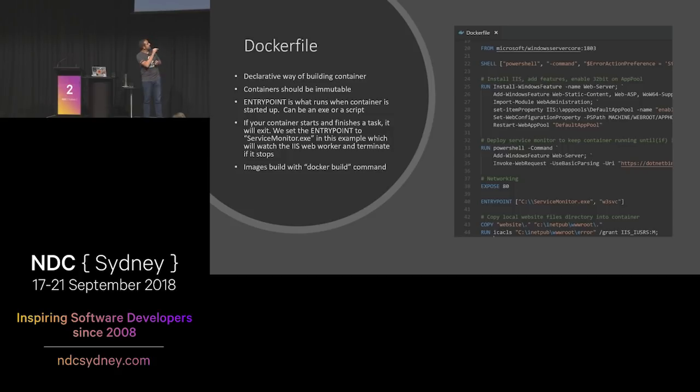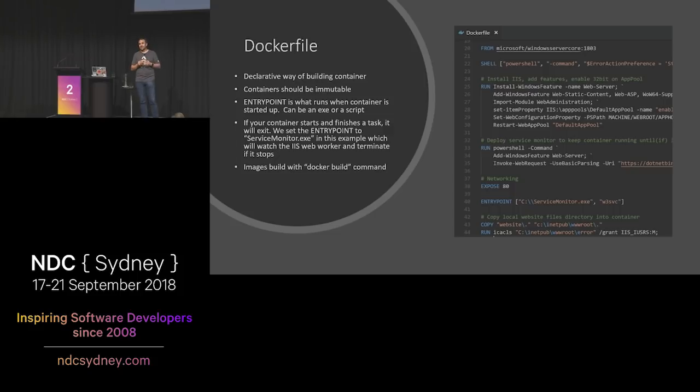In this case here, EXPOSE 80 means this container is going to expose port 80 for a web app to communicate across. An ENTRYPOINT here, which basically says when this container starts up and runs, this is what's going to run, and when it stops, my container will stop. We don't usually want that to happen with a web server.